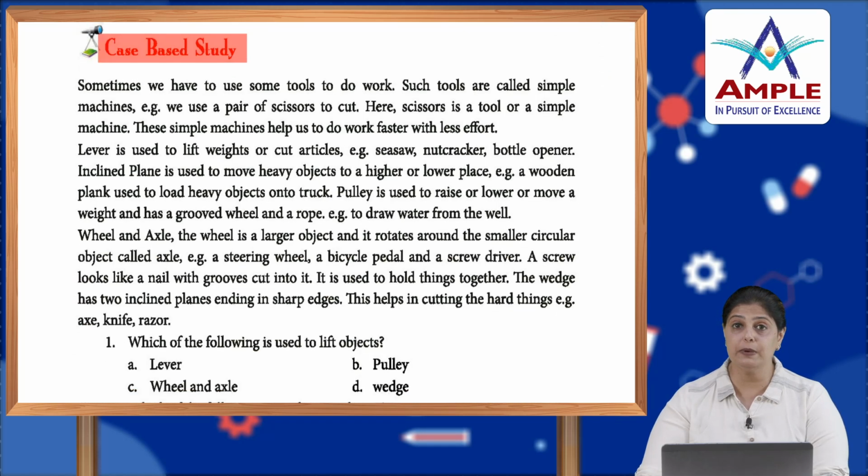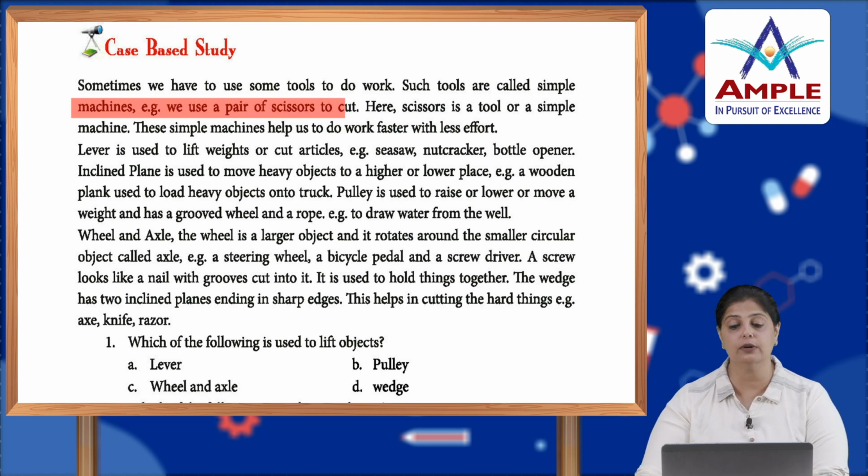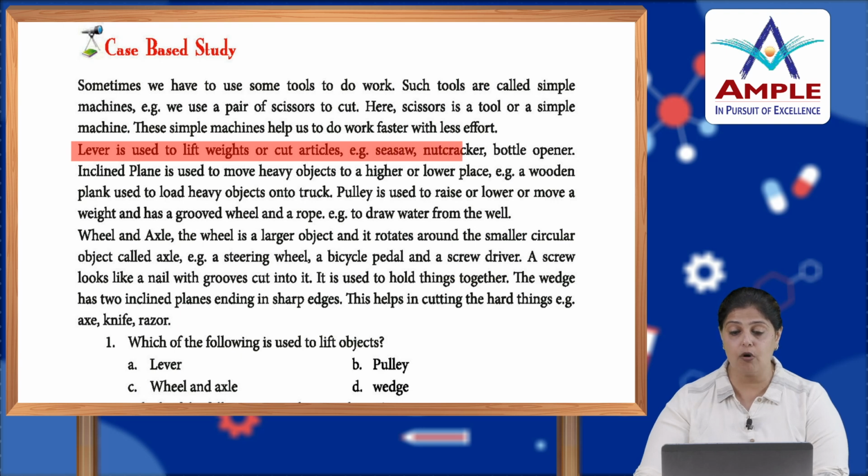So now, case-based study. Sometimes we have to use some tools to do work. Such tools are called simple machines. For example, we use a pair of scissors to cut. Here scissors is a tool, or a simple machine. These simple machines help us to do our work faster with less effort. A lever is used to lift weights or cut articles. Examples: seesaw, nutcracker, bottle opener.